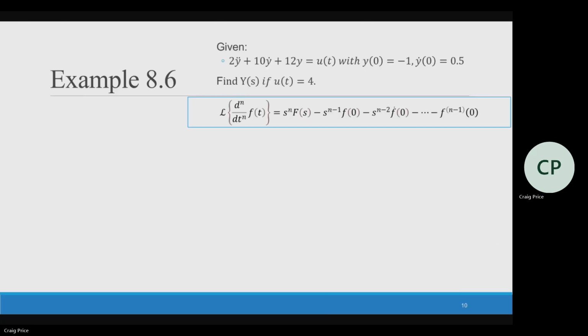So we're going to do this example together. Don't worry, we're going to do this one together. This is example 8.6. We have an equation, the body has been done. We have values, we have initial conditions. The goal is to find our output if the input is equal to 4.